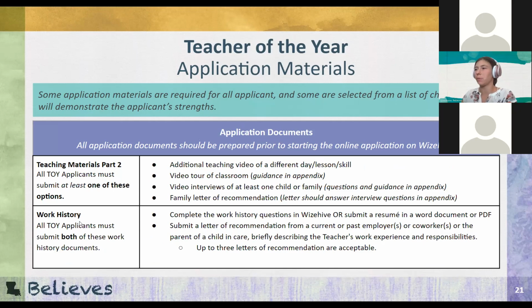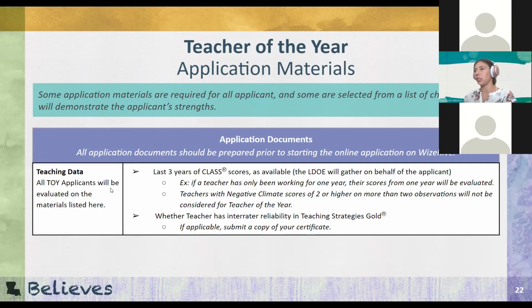You also have other teaching materials, work history, submitting your resume, adding a video tour of your classroom if you'd like, and family letters of recommendation. Support for all of these documents, like an example of a family letter of recommendation or questions to ask a family, are in our appendixes on the awards page. And teaching data, the department will pull this class course for that teacher. But if you have an inter-rater reliability certificate, you can upload that as well.